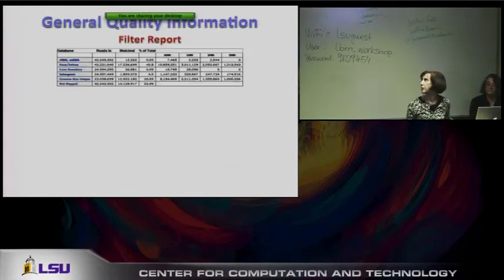Then we want to see some general quality control information. This is an example of a filter report. We can see the number of reads that we have entered into the analysis pipeline. You can see that that's well into the millions. We can see how many of those reads matched to a specific database and a percentage of that total. Where we have 0 mm, that is a perfect match to the reference sequence. And then we see the number of fragments that match at 1 mismatch, 2 mismatches, or the 3 mismatch level.